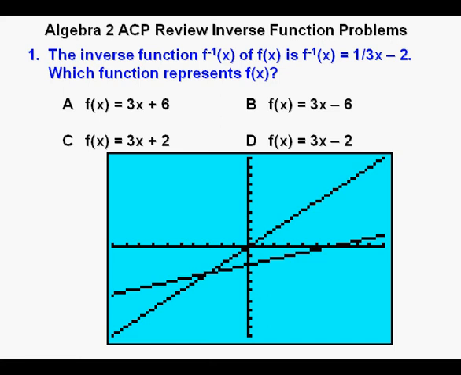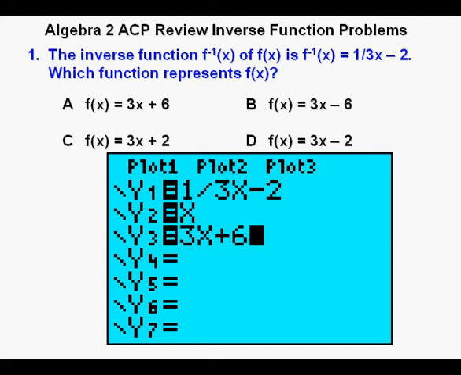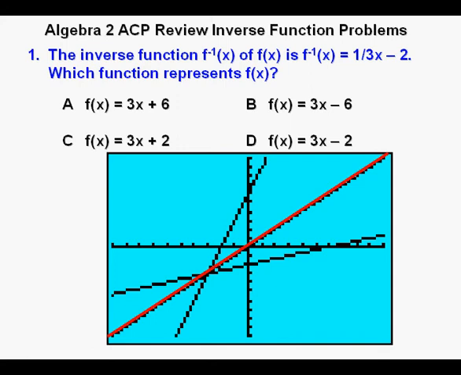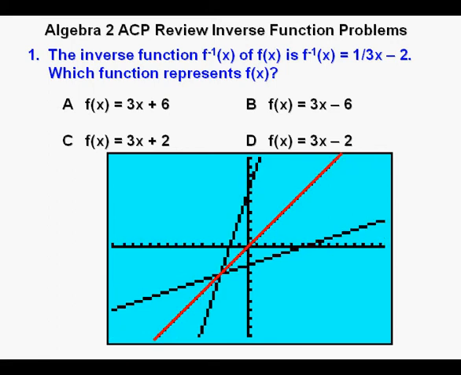I'll now trace y equals x in red to get a better look at the line of reflection. Now we'll go back to enter answer A, y equals 3x plus 6 in y3. Now we'll graph three functions together. This one looks pretty good. If we want to get the true perspective, we can go to zoom square by pressing zoom 5, shown here, and it looks even better as a reflection.